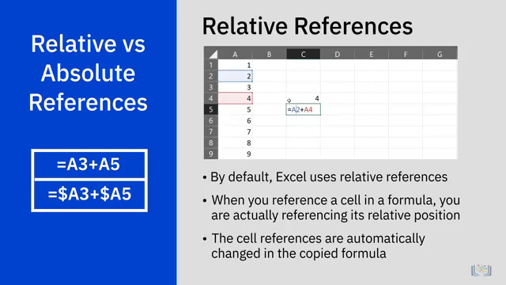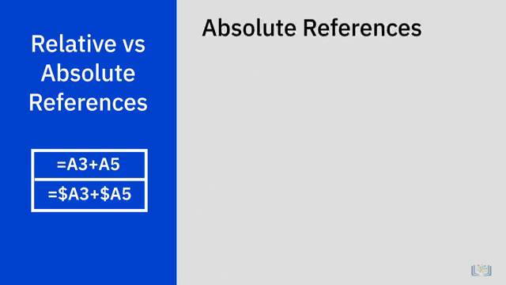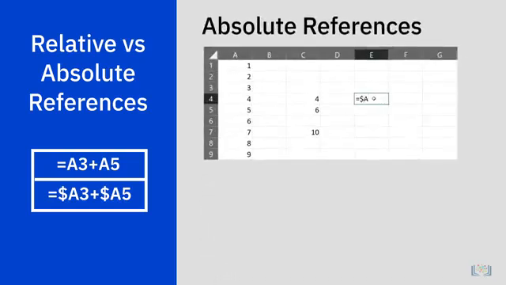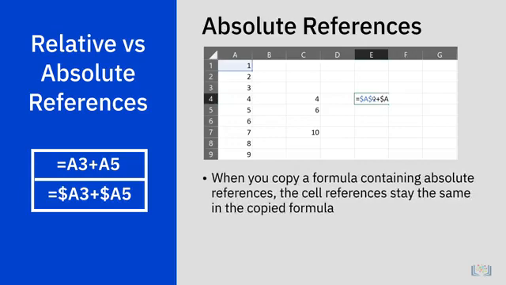So now we know that relative references are the default in Excel, but how do we make it so that the cell references don't change when we copy them? For that, you need to use absolute references. In contrast to relative references, absolute references to cells stay the same when you copy a formula containing such references.